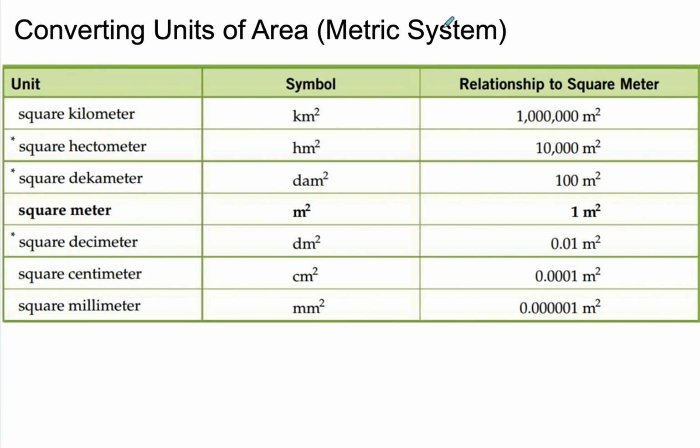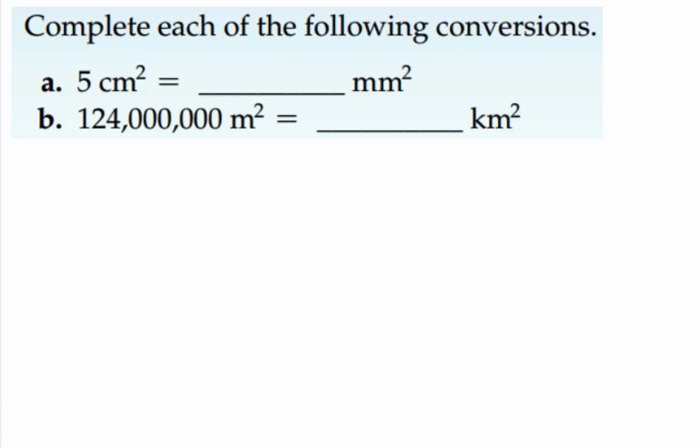So you don't have to remember everything, just know the relationship between the metric system of the length first. So between kilometer and meter, if you know that, you can think about square meter is square of that. Okay, so I'm not gonna make you remember, but just know the relationship. Now think about completing each of the following conversion.